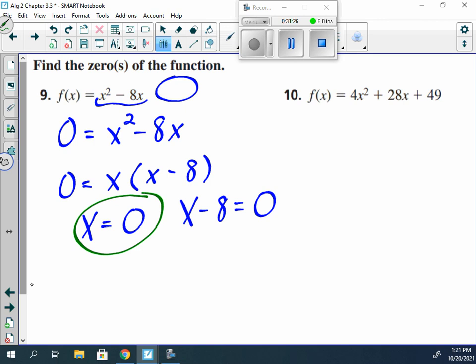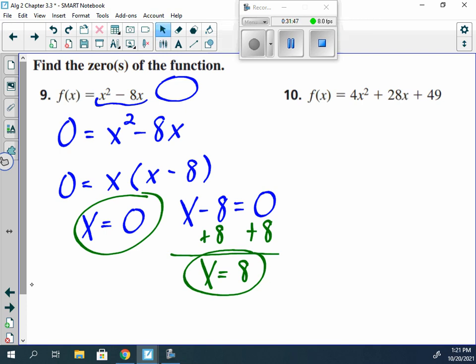The one, x equals 0, is x already by itself? So x is 0. Now we just need to find the other one. And that's it.